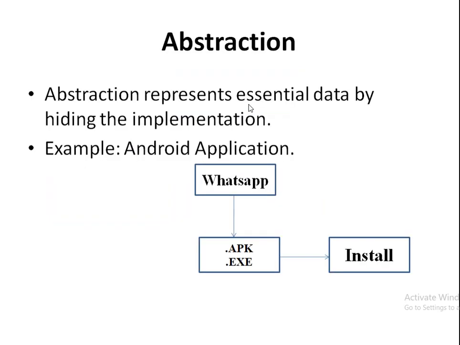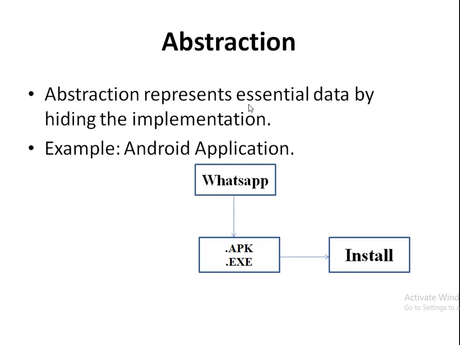Next, abstraction. Abstraction represents only the essential data by hiding the implementation or background details. The best example for abstraction is an Android application. Here we can download an Android application. It may be any application, WhatsApp, Facebook, Instagram, any application. We can install it in a mobile or laptop, anywhere you can install.